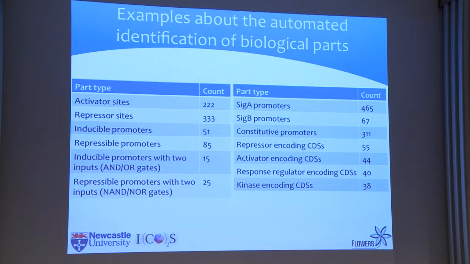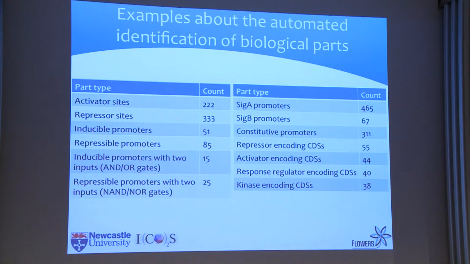So using this approach, I can easily classify biological parts and use them in my computational tools. Examples include activator sites. I could classify around 200 activator sites and around 300 repressor sites, for example. I then classified 85 repressible promoters using the knowledge base.